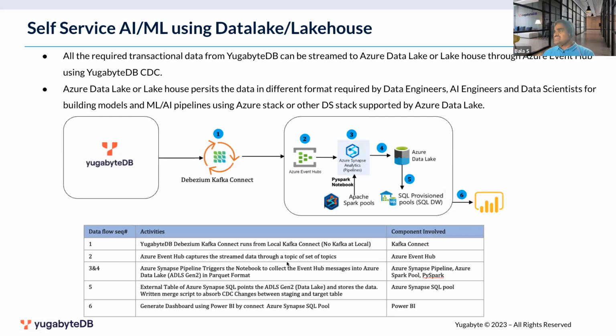So straight away, it goes to the Event Hub, which captures that. And 3 and 4 are more of the Azure components, which take care of your further processing and getting all the necessary things out of your Azure.